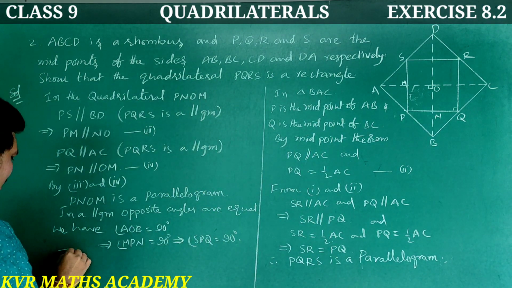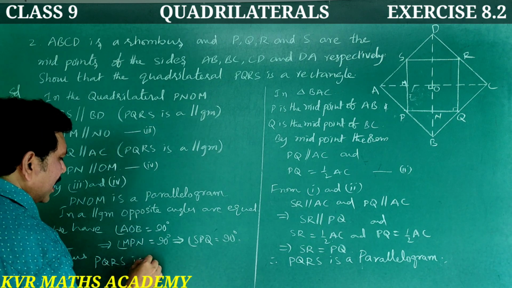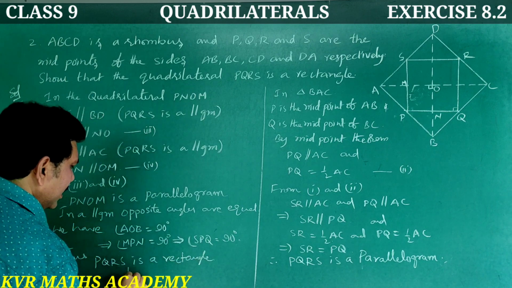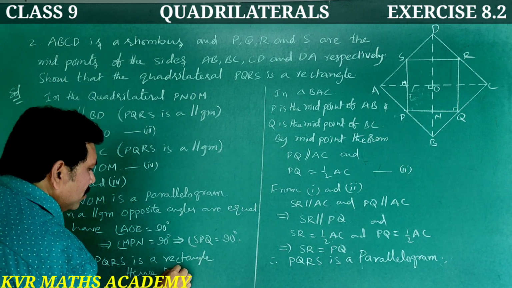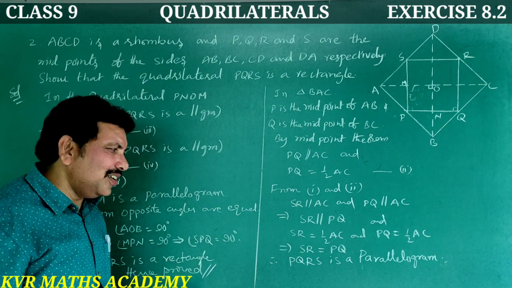Thus PQRS is a rectangle. Right? Hence proved. Have you understood clearly? Yes, note it down.